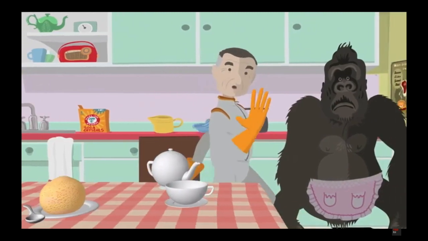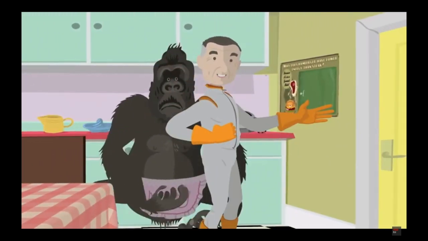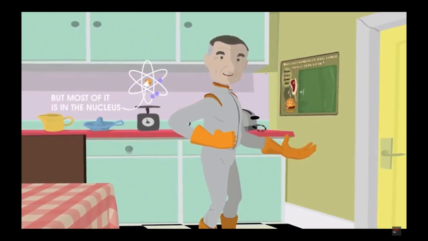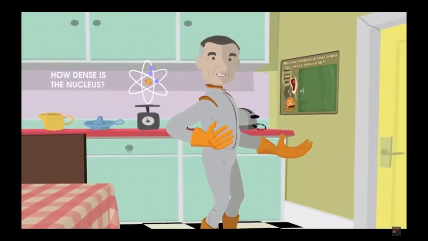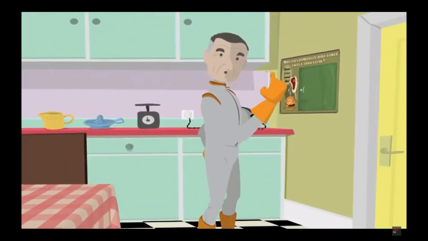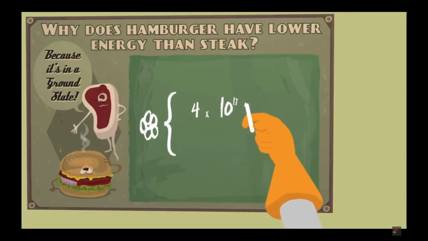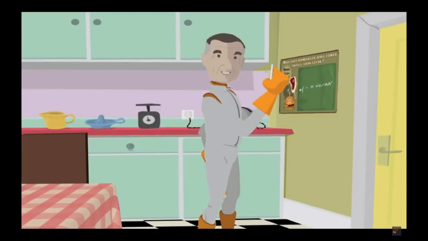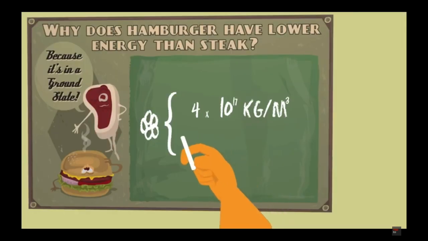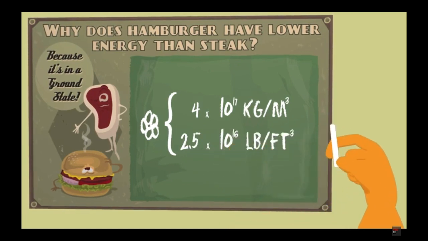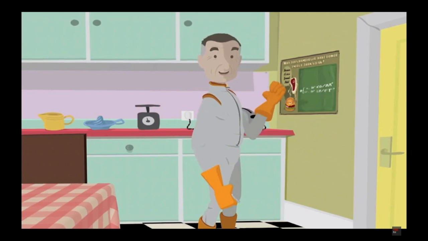Okay, one more thing, if I can even get more bizarre. Since virtually all of the mass of an atom is in the nucleus, and now there is some amount of mass in the electrons, but most of it is in the nucleus, how dense is the nucleus? Well, the answer is crazy. The density of a typical nucleus is 4 times 10 to the 17th kilograms per meter cubed. But that's hard to visualize. Okay, I'll put it in English units: 2.5 times 10 to the 16th pounds per cubic foot. Okay, that's still kind of hard to figure.